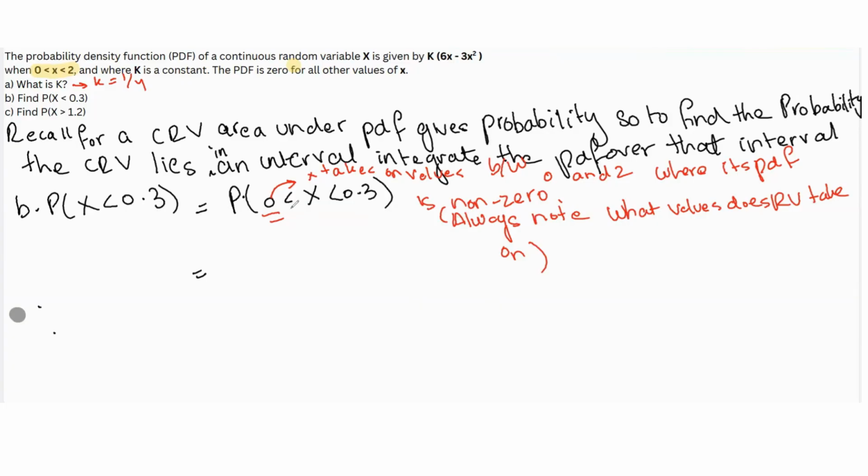So now we know that to find the probability that the variable lies in any interval, you can just integrate the PDF over that interval. So we'll just integrate its PDF, where we found k to be 1 by 4. We'll just write it outside: 1 by 4, 6x minus 3x, right?